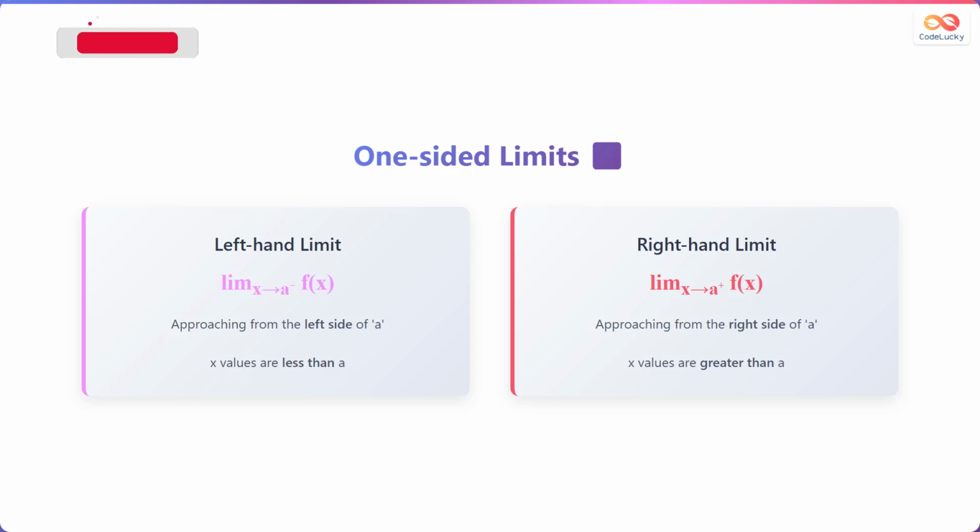Now let's talk about one-sided limits. Sometimes we need to consider approaching a value from only one direction. On the left-hand side, we have approaching from the left side of a, where x values are less than a. On the right-hand side, we have approaching from the right side of a, where x values are greater than a. This is essential for functions that behave differently depending on the direction of approach.